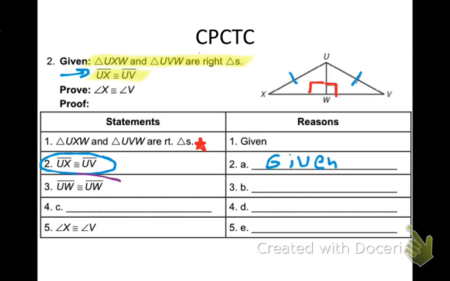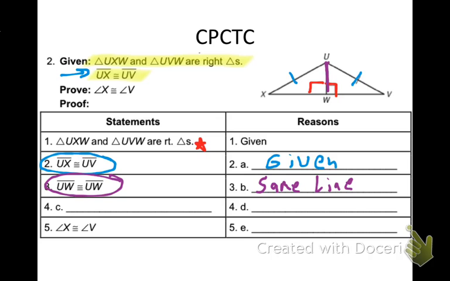UW. Now we're down here. UW is congruent to UW. How do you know that line is congruent to itself? Why, Amy? Because they're the same line. What property does that? Does anybody know? Starts with an R? Reflexive property. Nice job. That's the reflexive property. You can put same line though. That's okay.